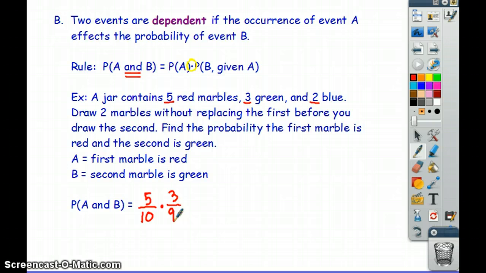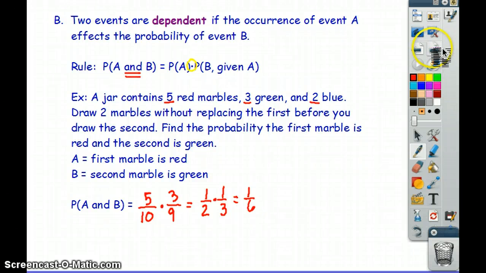This is where the dependent part comes in. The second probability changes to 3/9 because of what happened first. So these are dependent. The second probability is dependent on the first. Well, I could reduce first and then multiply to save myself some work. I have a 1 in 6 chance of first picking out a red and then reaching in and picking out a green. Once again, the important thing to remember here is "and" means you're going to multiply.